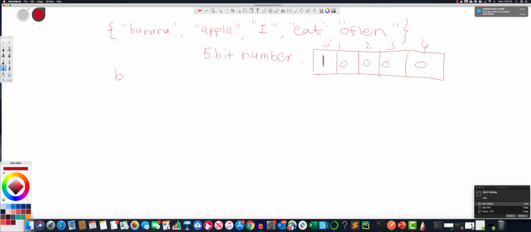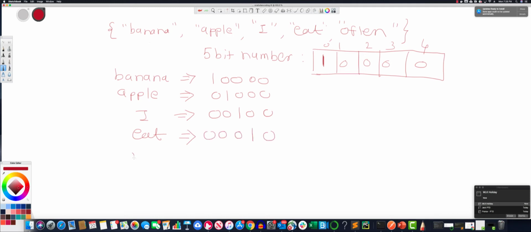So we can say banana can be represented as 1, 0, 0, 0, 0. Then apple can be represented as 0, 1, 0, 0, 0. I can be represented as 0, 0, 1, 0, 0. Eat can be represented as 0, 0, 0, 1, 0. And oven can be represented as 0, 0, 0, 0, 1.